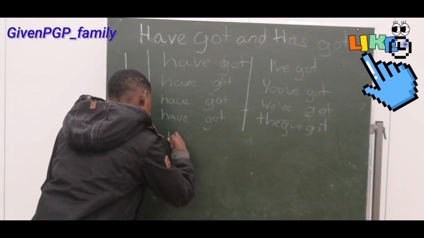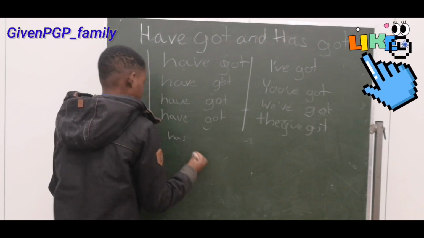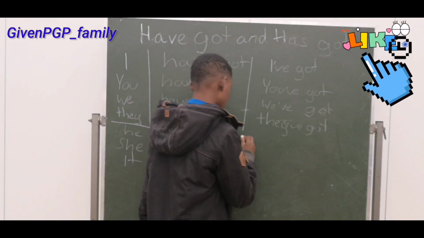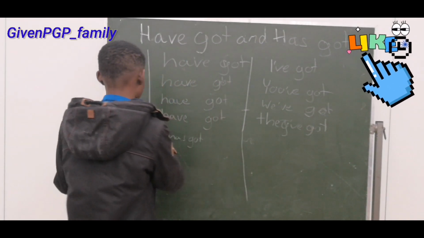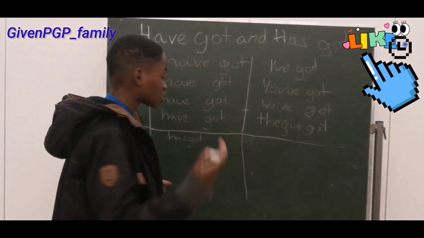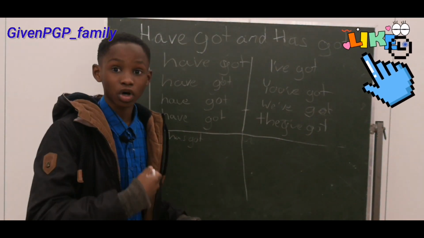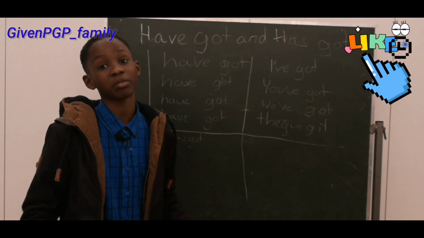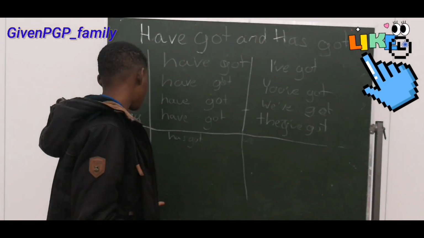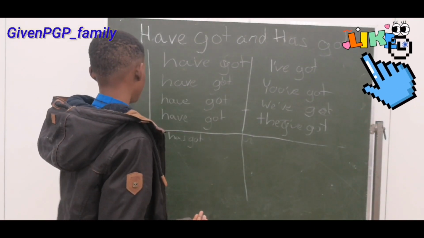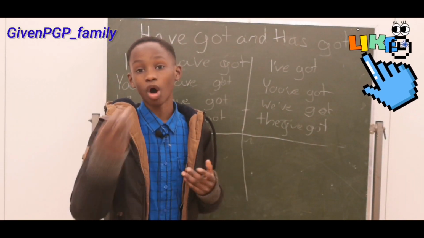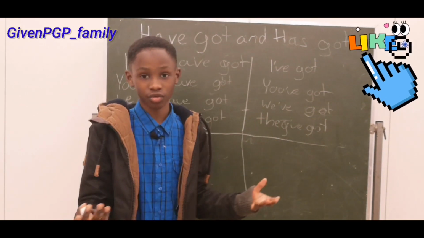So he has got. That means he's got. He has got will be the long form. He's got will be the short form. And the most British people are always using he's got, she's got, it's got, or I've got, you've got, we've got, they've got. So we are almost always talking in the short forms.